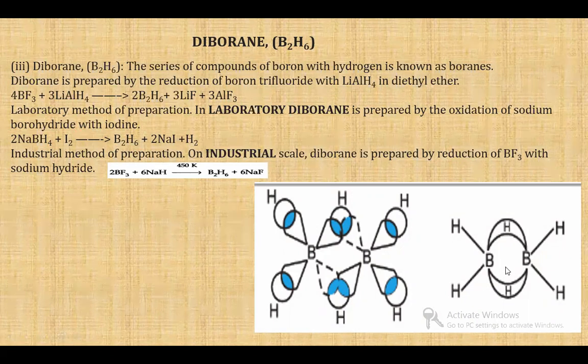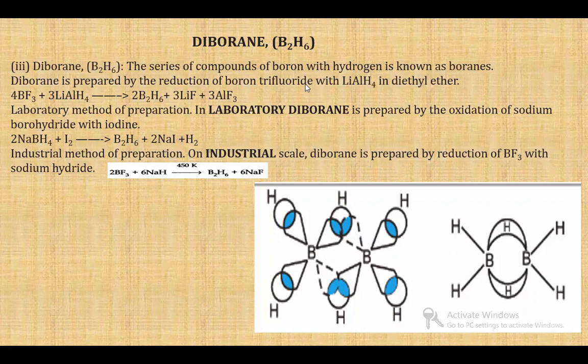So B2H6, we need to study the important factors here. One of the important questions usually will be about 3 center 2 electron or 2 center 3 electron bonding. Diborane is colorless, highly toxic, and boils at 180 Kelvin and melts at 108 Kelvin. It is an electron deficient compound, so it acts as a Lewis acid.